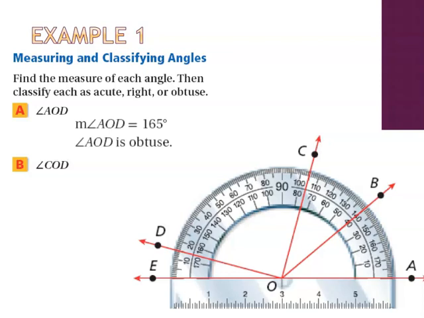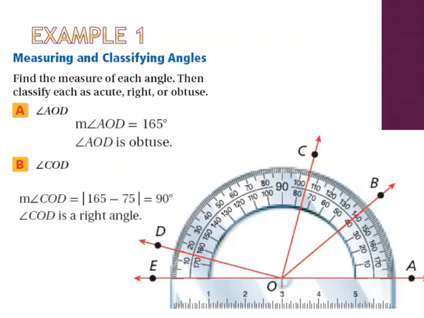Let's look at the next example, angle COD. All right, so for this one, again, it's up to you if you want to use the top numbers or the bottom numbers. Either way will work. Let's try using the bottom numbers. So we see that ray OC goes through at 75, and ray OD goes through 165. So to find the measure of that angle, we do 165 minus 75, and then take the absolute value of that, and that gives us 90 degrees. That's going to be a right angle.